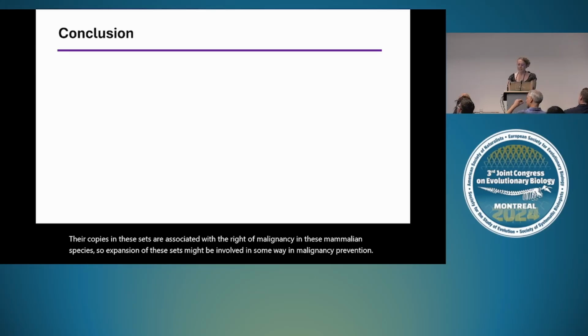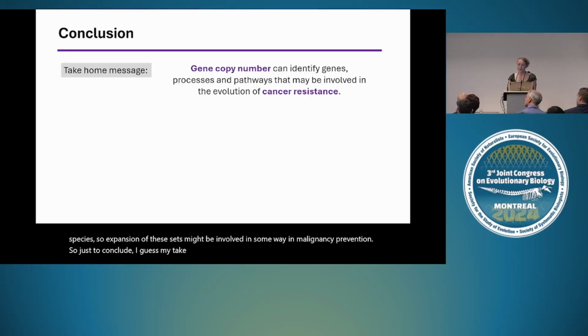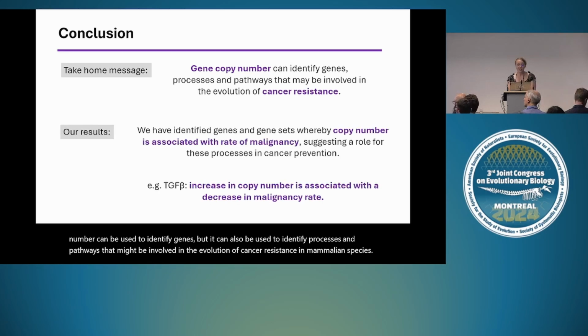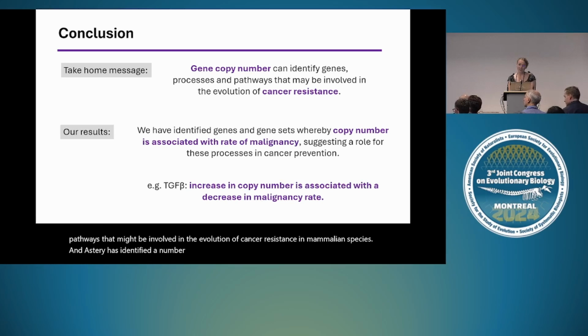So just to conclude, I guess my take-home message from this presentation is that gene copy number can be used to identify genes, but it can also be used to identify processes and pathways that might be involved in the evolution of cancer resistance in mammalian species. And our study has identified a number of genes and gene sets where copy number is associated with rate of malignancy. For example, the TGF-beta pathway, where the increase in copy number or the expansion of the gene set is associated with a decrease in malignancy rate, which suggests a role for this process in cancer prevention.